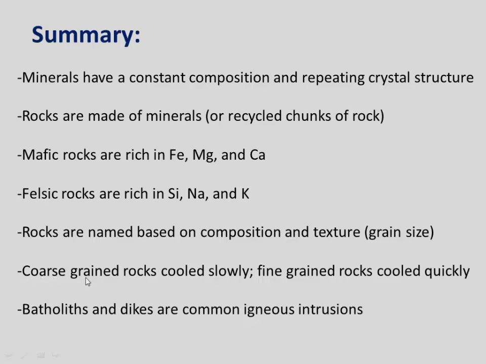If a rock is coarse-grained, it means it cooled slowly. If it's fine-grained, it means it cooled quickly, for example, in a lava flow. And then other common types of igneous rocks that we see are batholiths, which are cooled magma chambers, and dikes, which are sheets of magma intruded upwards from a magma chamber.